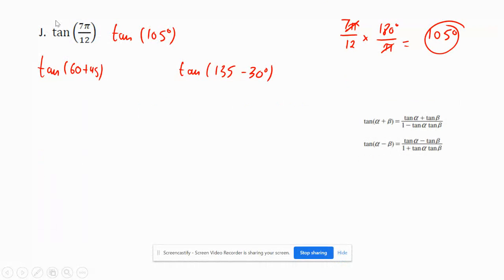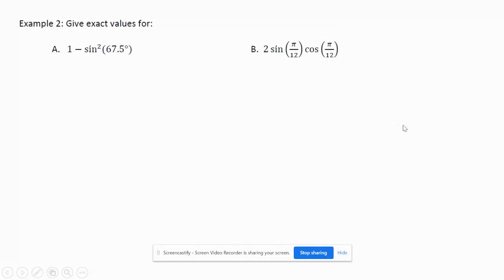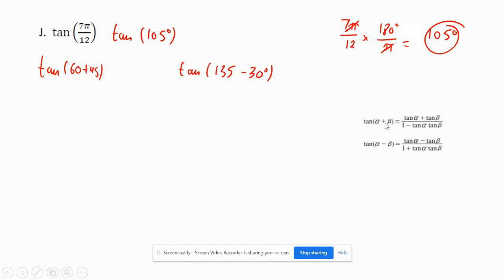So using these guys, I'm going to use option A over here. And that means I'm going to use my tan A plus B formula. Okay. So tan A plus B, in this case, is going to be tan of 60 plus 45 equals tan A plus tan B. So it's going to be tan 60 plus tan 45. Okay. Over 1 minus tan A tan B.